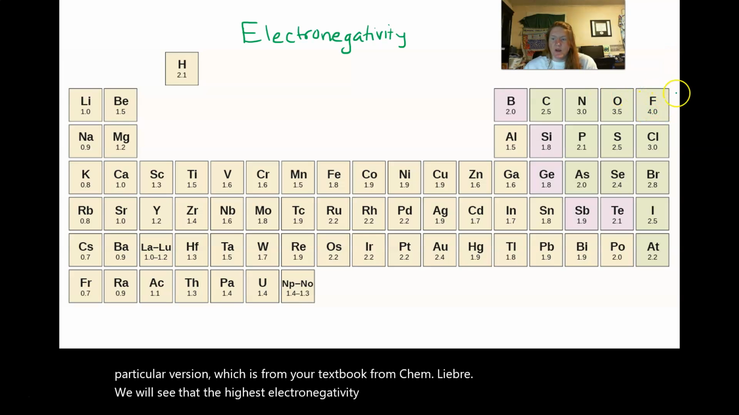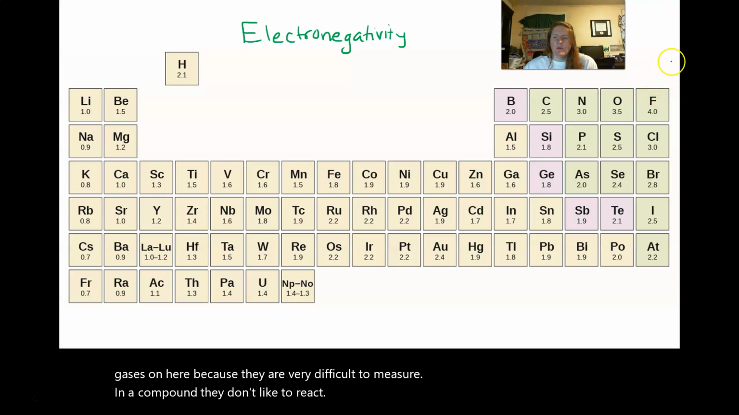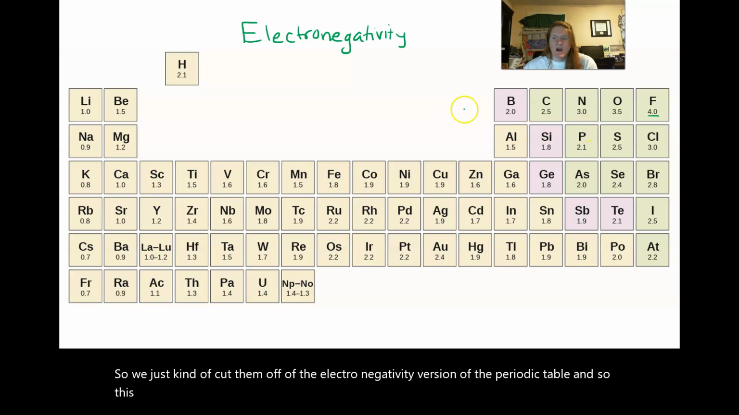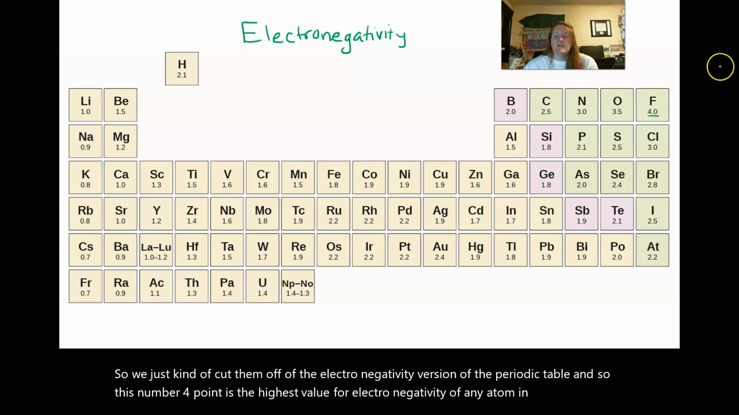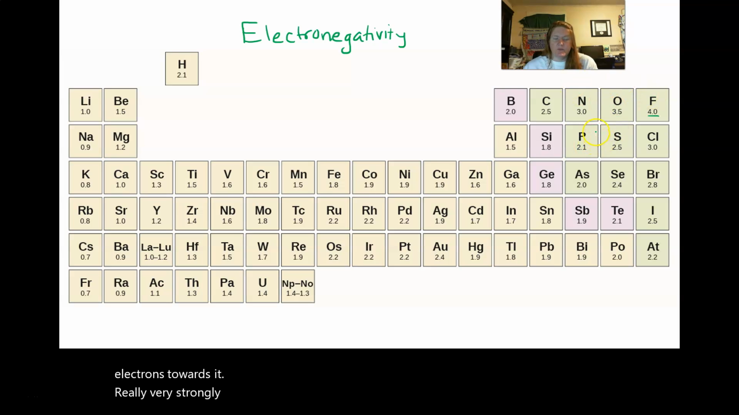is fluorine. We don't have any noble gases on here because they are very difficult to measure in a compound. They don't like to react. So we just kind of cut them off of the electronegativity version of the periodic table. And so this number, 4.0, is the highest value for electronegativity of any atom in the periodic table. That means that fluorine, if it's in a compound, in a bond, has a tendency to pull the electrons towards it really very strongly, no matter what it's connected to.